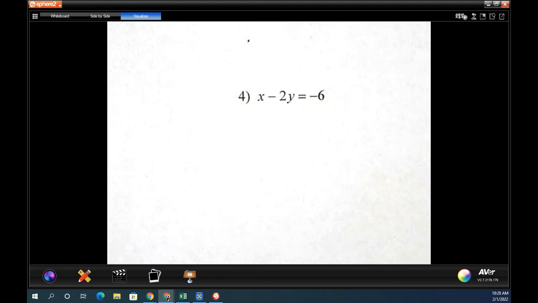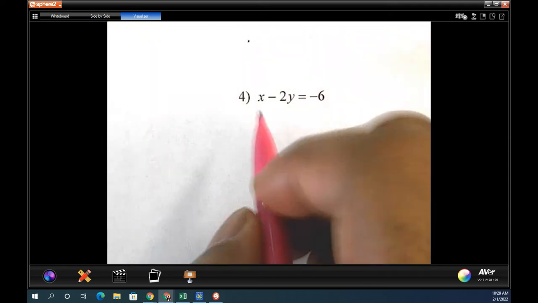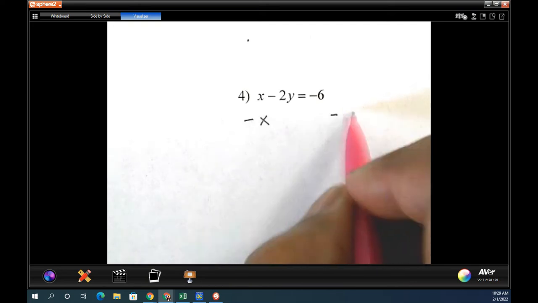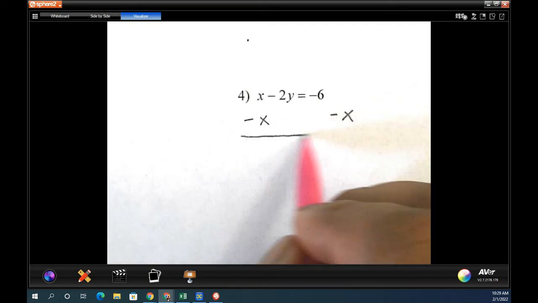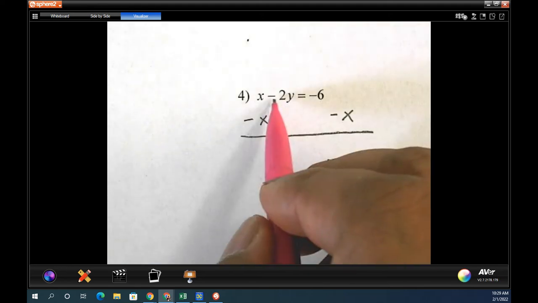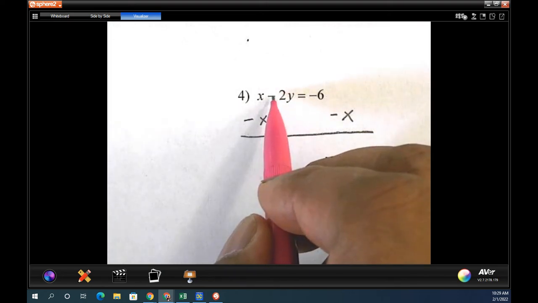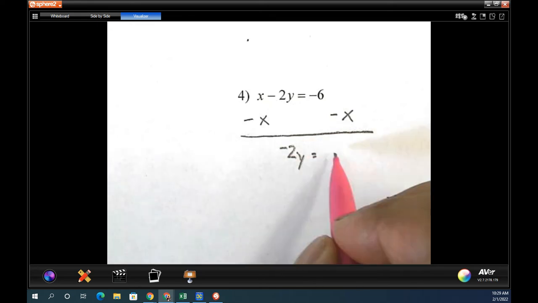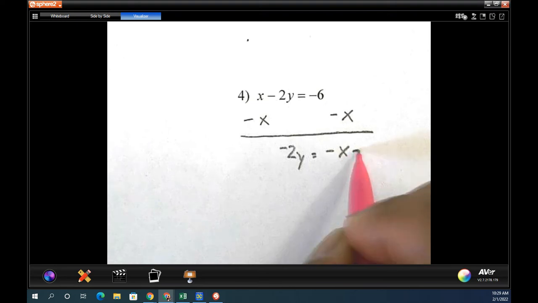Is this all coming back to you? Okay. All right. First thing you should have done is subtract x from both sides. Okay? So be careful here. You've got minus 2y, so that is negative 2y is equal to negative x minus 6. Because that's negative 6, it's going to be minus 6.